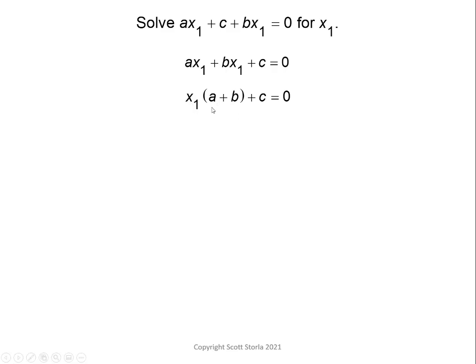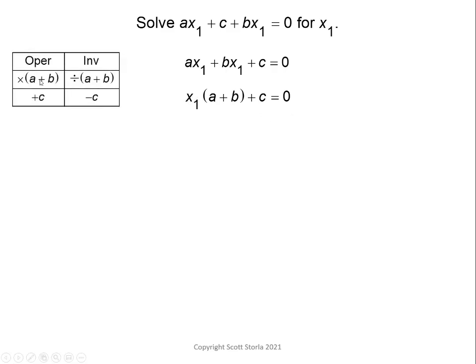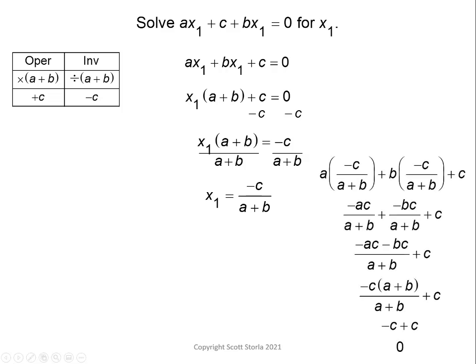And notice now I have two operations happening to my variable of interest. I have a multiplication and addition. Building a table, I can see I'll be using subtraction and division. I'll subtract first, I'll divide second, and I've solved for x1. Here's the check.